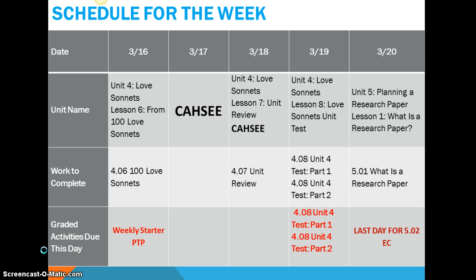As you can see, we're already finishing Unit 4 this week. So you'll be starting with 4.06, 100 Love Sonnets. We're looking at Pablo Neruda and some of the more modern sonnets. And then, as I said, the exit exam is going to be on the 17th and 18th. On the 17th, there are no new assignments, and the 18th is just to review for your test.